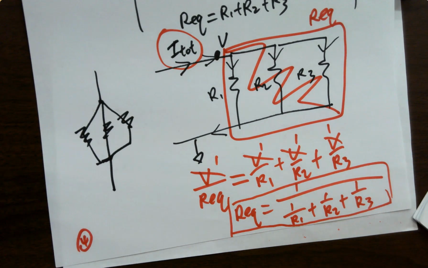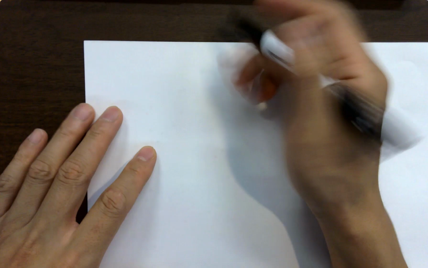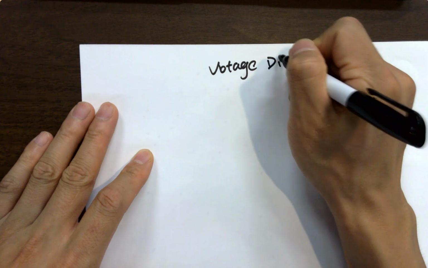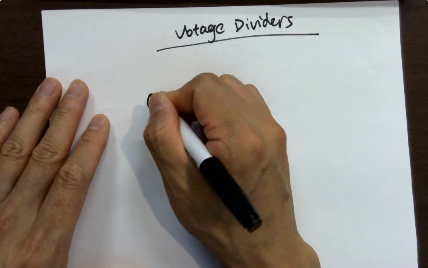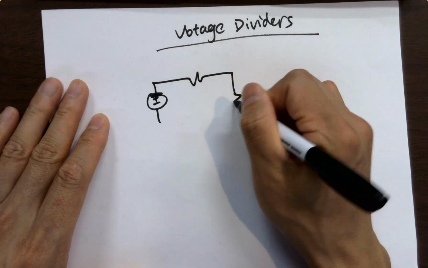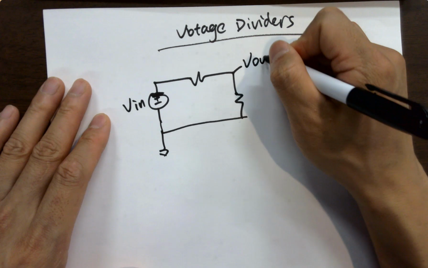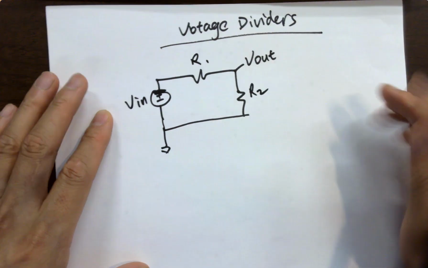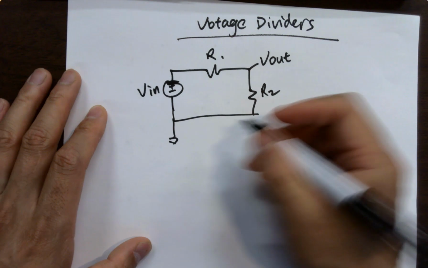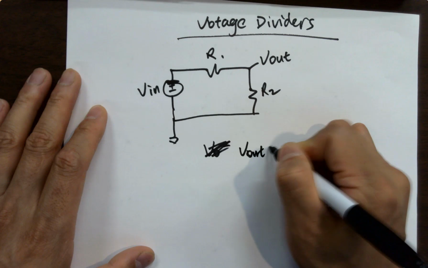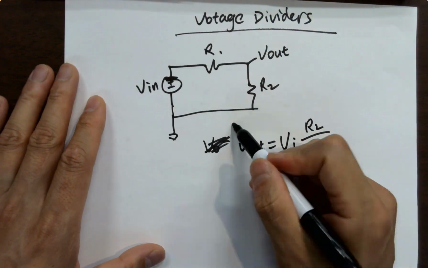Another thing that is super useful is called voltage dividers. Got two resistors. For example, this is the input voltage, this is the output voltage, V out, R1, R2, and ground. So V out equals V in times R2 over R1 plus R2. It's called the voltage divider theory.